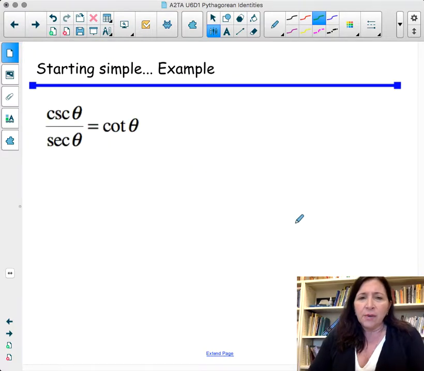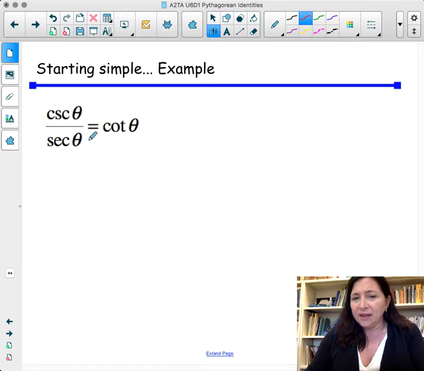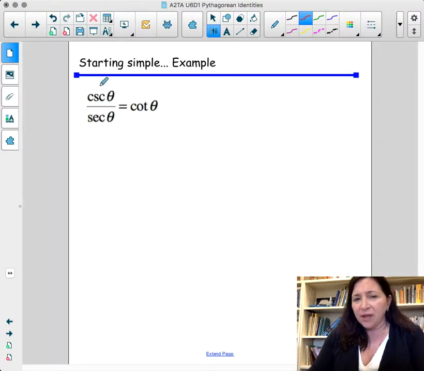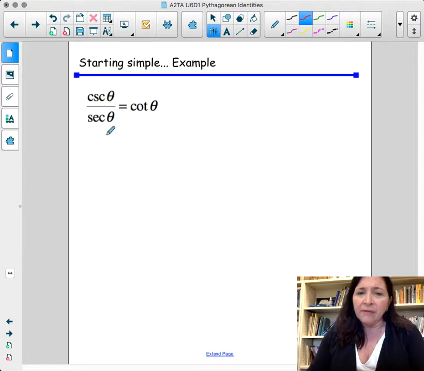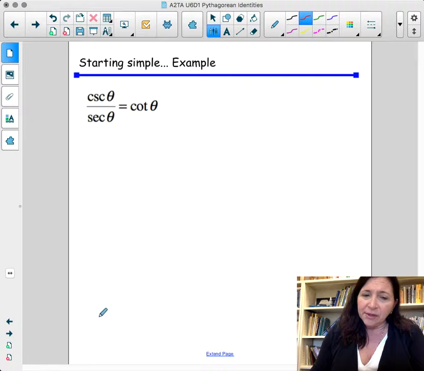Okay, so we're going to start with something simple. Now you're going to be getting two different kinds of problems when you're verifying identities. One type of problem is going to have an equation. The second type of problem will not have an equation. It won't have an equal sign. So when you do see the equal sign, what I would recommend is that you just simplify one side of the problem until you get the right side equal to the left side.